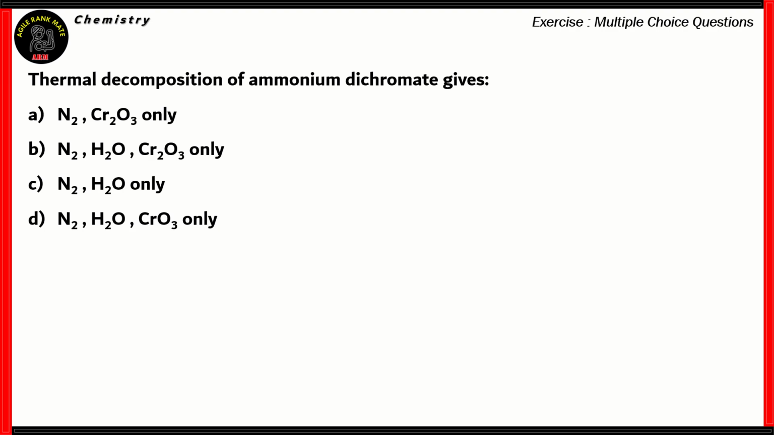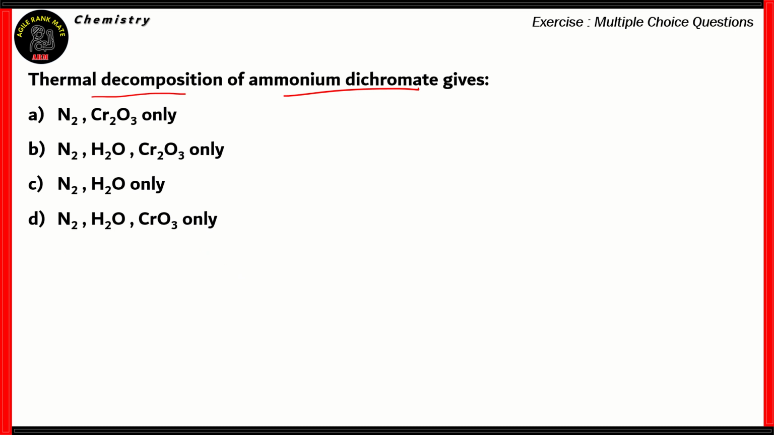Now let's look at some questions from chemistry. Thermal decomposition of ammonium dichromate gives: nitrogen and chromium oxide only; nitrogen, water, and chromium oxide only; nitrogen, water only; or nitrogen, water, and chromium(II) oxide only.